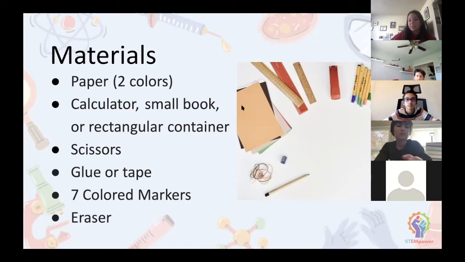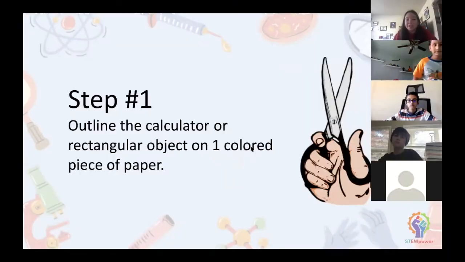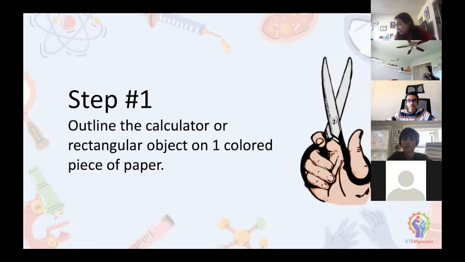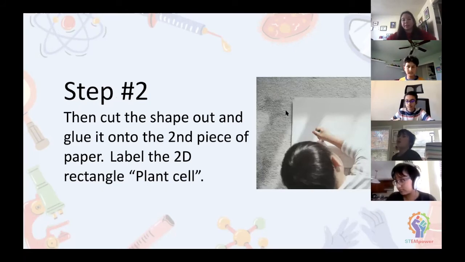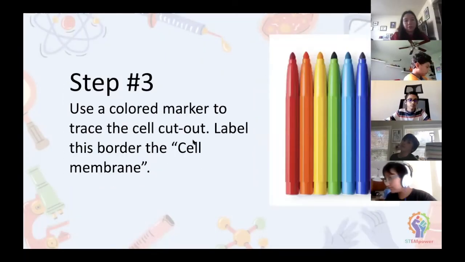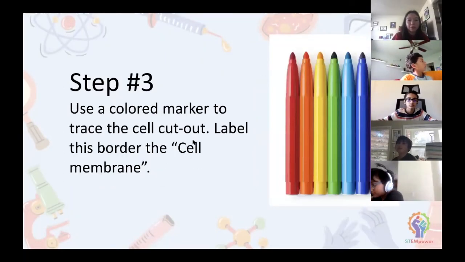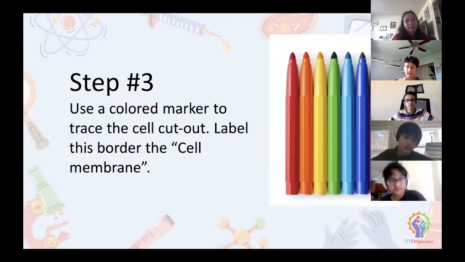When you have all your materials, give me a thumbs up. So our step number 1, we're going to outline our rectangular object on a colored piece of paper, kind of like how we did with our bowl and our plant cell. And then you could probably predict the next step, but now we're going to cut it out and we're going to glue it or tape it onto our second piece of paper, and we're going to label it plant cell. So for step number 3, we're going to use a colored marker and we're just going to trace the cell cutout, and we're going to label the cell membrane.